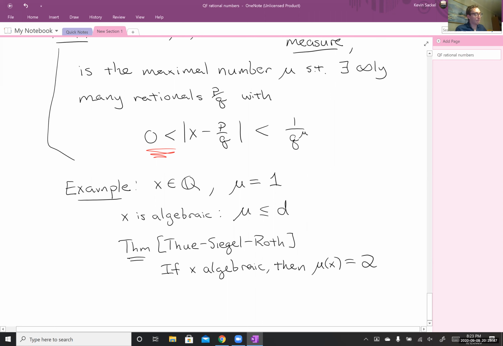So the higher that mu is, the better approximated by rationals that you are. And this is a statement that algebraic numbers are pretty poorly approximated by rational numbers.